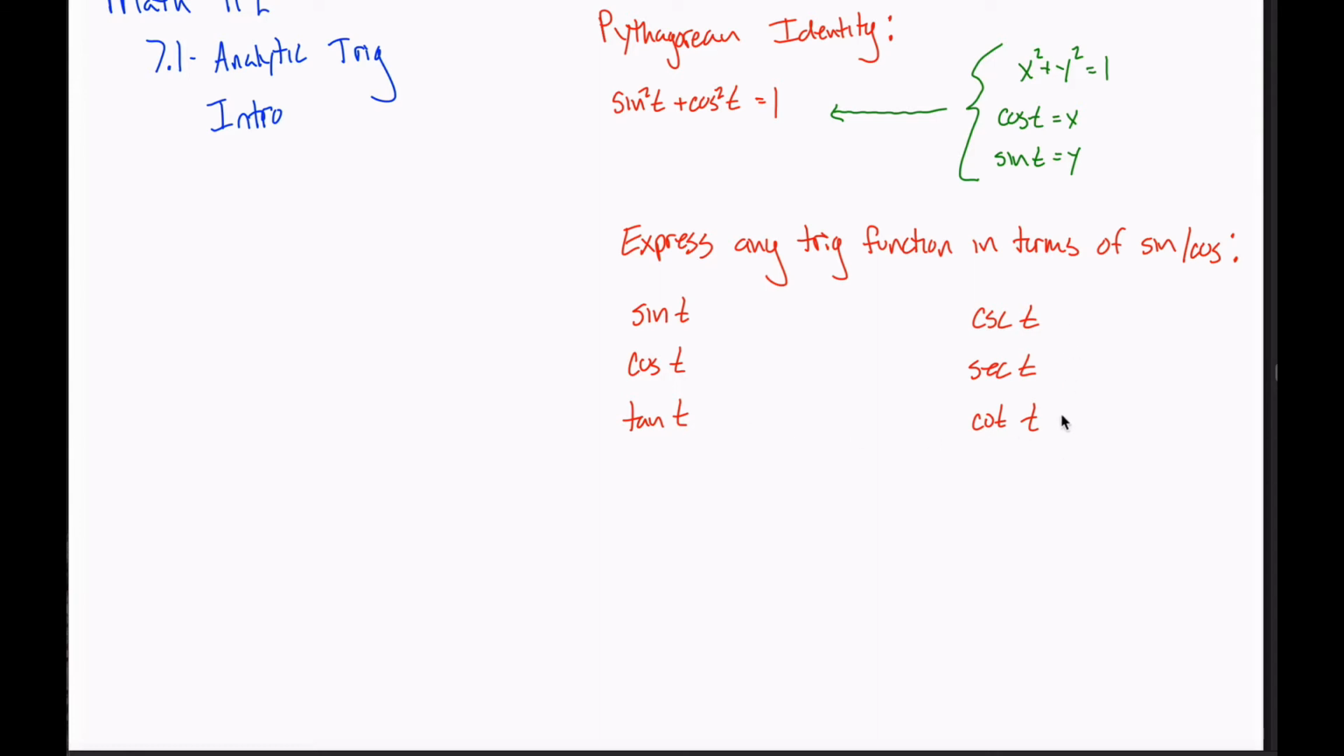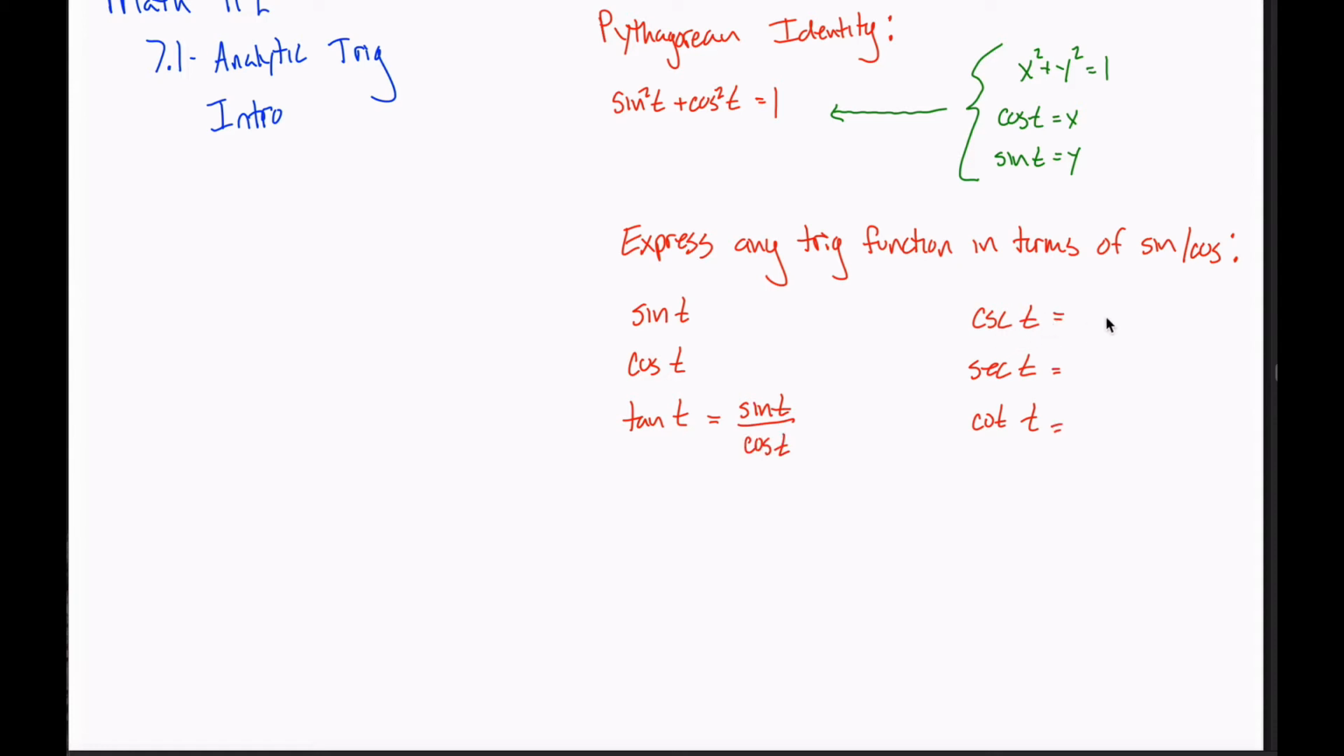But if the sine of t is the y and the cosine of t is the x, and each of these remaining things just involve x's and y's, then I can rewrite each of these remaining things in terms of sine and cosine. What I'm saying is, instead of thinking about the tangent of t as the y coordinate over the x coordinate, where the y coordinate is the sine of t and the x coordinate is the cosine of t, we can kind of cut out the middleman and just say that the tangent of t is the sine of t divided by the cosine of t.